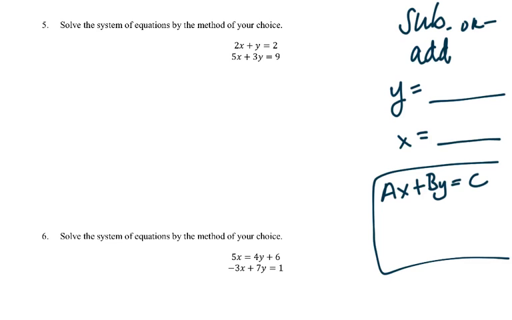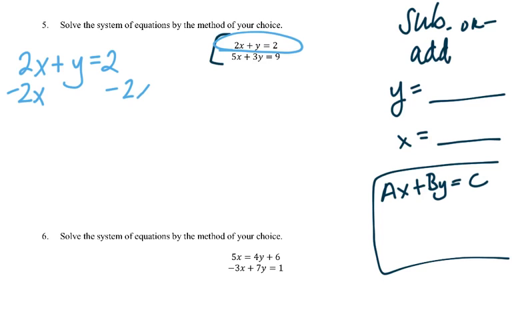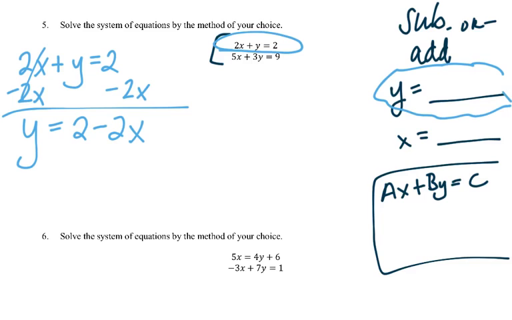In this case, even though these are both written in standard form, I might choose to use substitution, because I can easily solve the first equation for y. I have 2x plus y equals 2. If I subtract 2x from both sides, I get y equals 2 minus 2x. So it was very easy to rewrite the first equation as a y equals equation, and therefore I might use substitution in this problem.